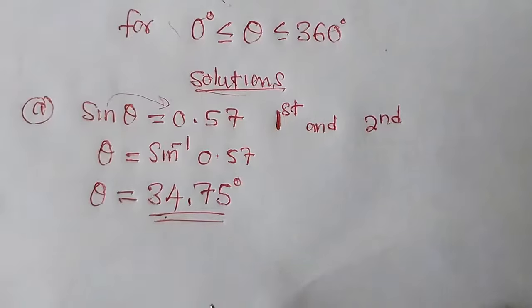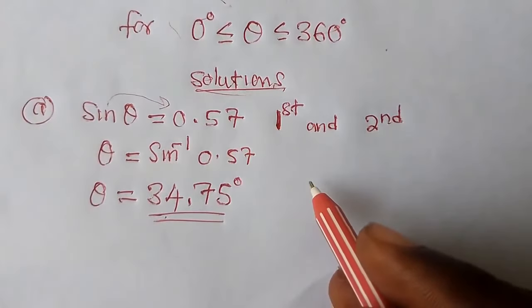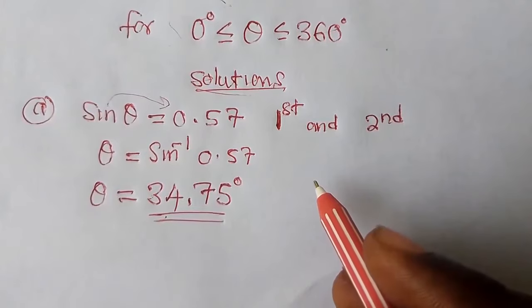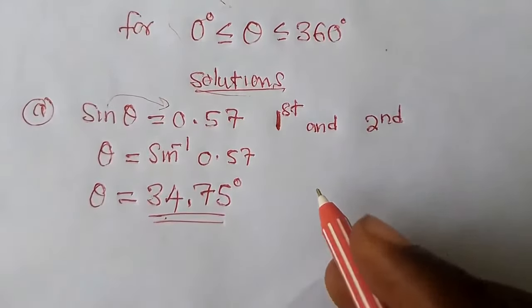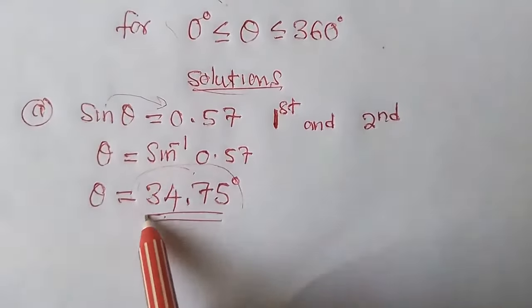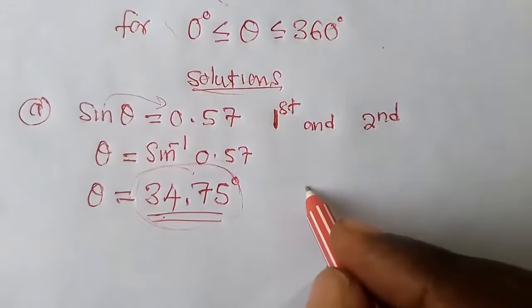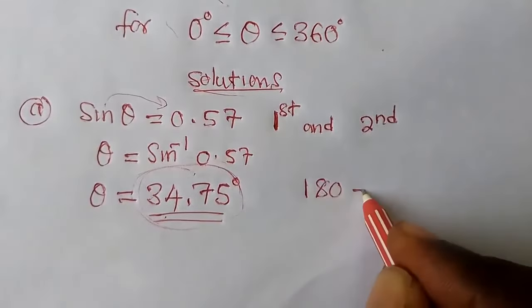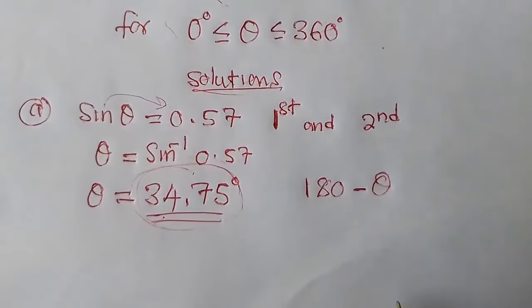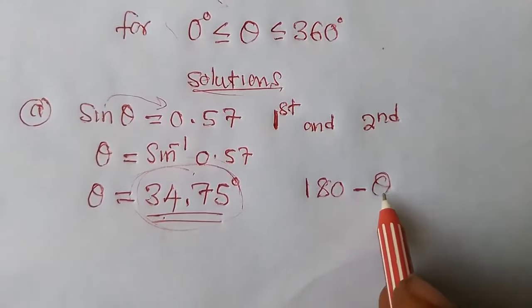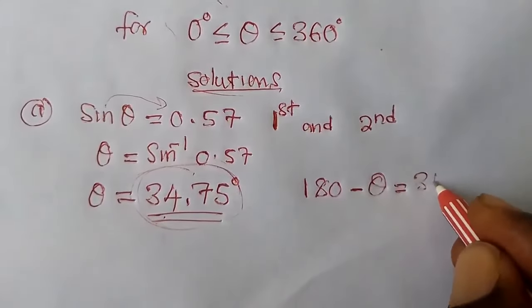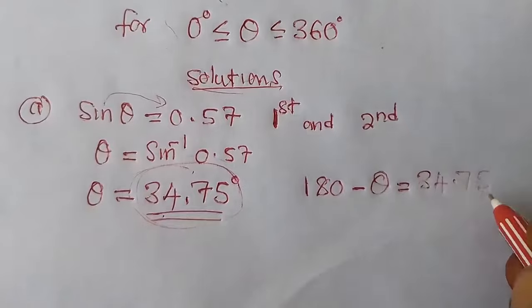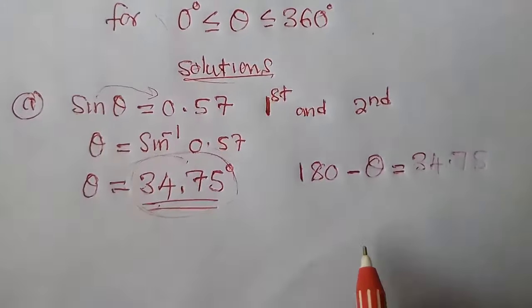So I'm going to do this. I know that I want to find the theta. It is the theta that I want to find. Here the answer is given. I know that I need to do 180 minus theta, minus the theta here, which is equal to the answer. This same answer, 34.75. Like this.